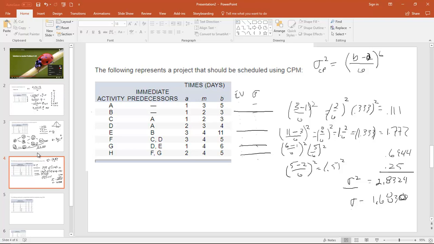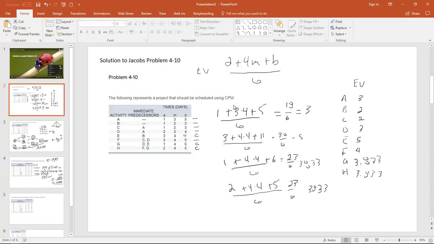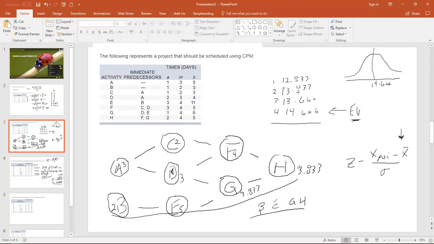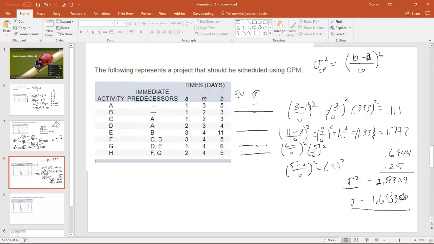Okay. We're almost there. We're about 2/3 of the way through. Okay, so what is the next step? Well, we calculated the expected values, right? We figured out what the critical path was, and so we have the expected value of the critical path up here. That's our average.